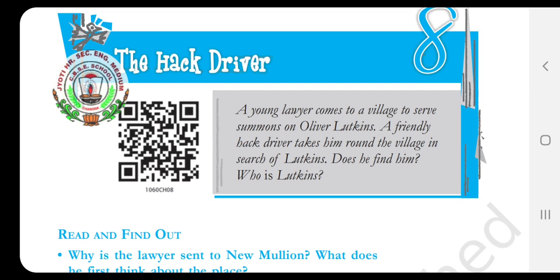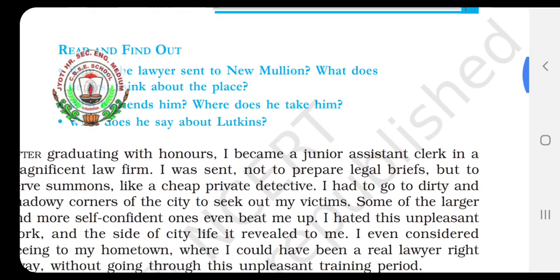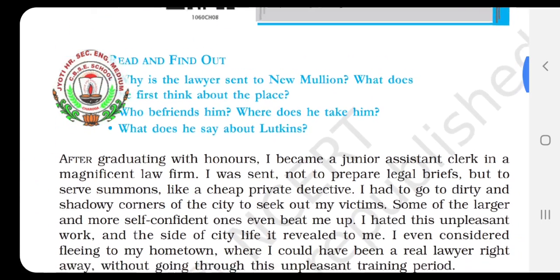So a friendly hack driver takes that young lawyer throughout the village in search of Litkins. His full name was Oliver Litkins. Okay, and he had to be presented in the court before the judge. So whether that lawyer finds Oliver Litkins, and actually who is Litkins, why the summons was sent to him. So let's find it out in this chapter.